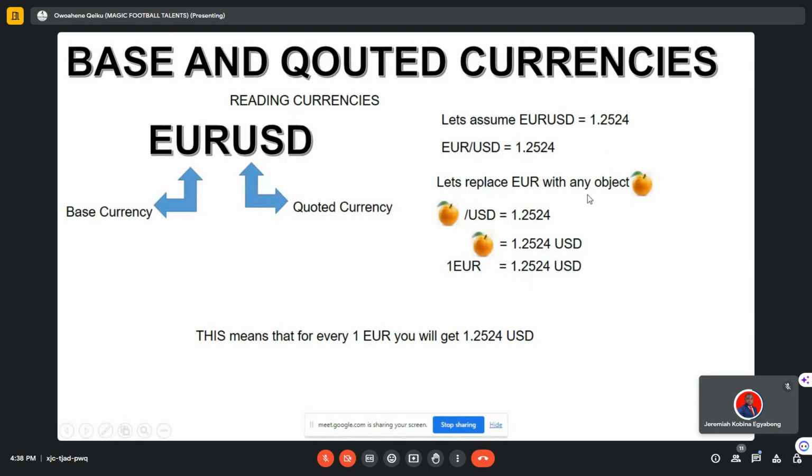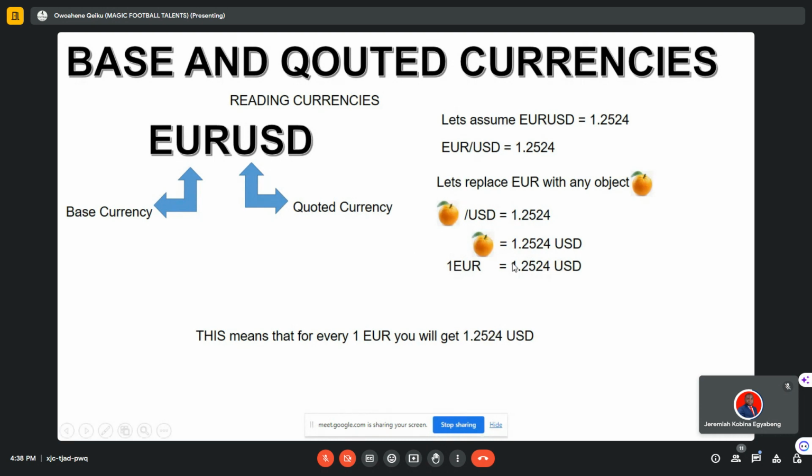Let's replace Euro with any object. Say an object representing the Euro: the object USD at 1.2524. It means that 1.2524 US dollars buys one object. It's just saying one euro, which you are representing with the object, is 1.2524. Your quoted currency is per one euro.